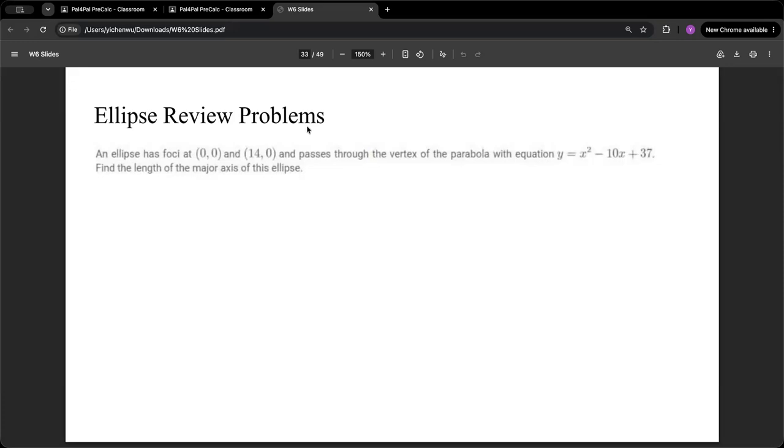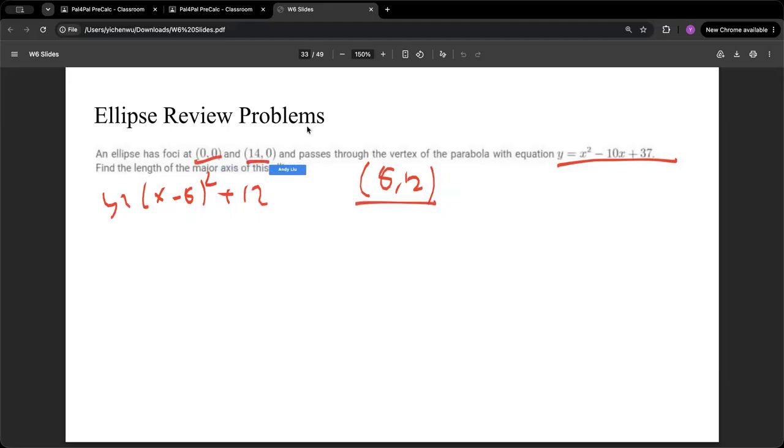Okay, for this problem we have several steps to do. The first thing we could try is to find the vertex of the parabola with equation x squared minus 10x plus 7. And so the vertex is 5, 12. Yes, it's going to be x minus 5 squared plus 12. The vertex is 5, 12. So the ellipse passes through 5, 12, and also has foci at 0, 0 and 14, 0.